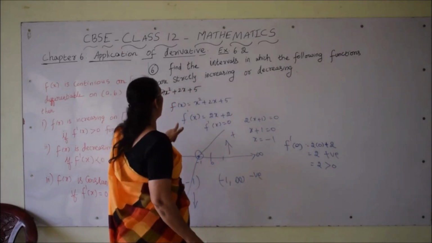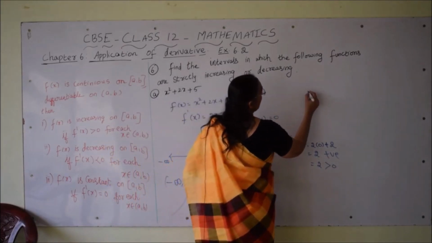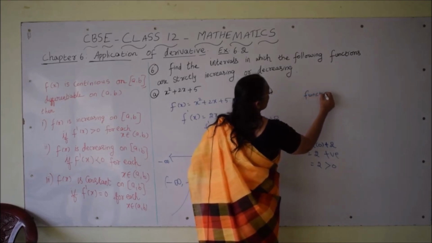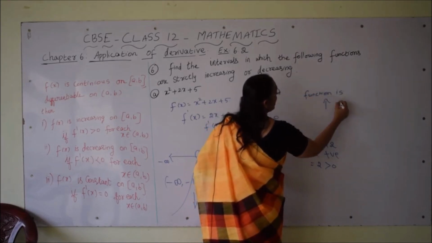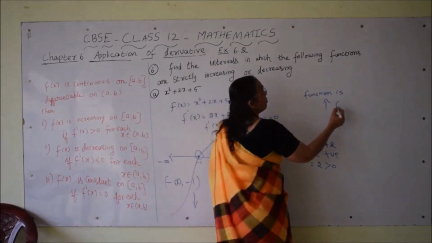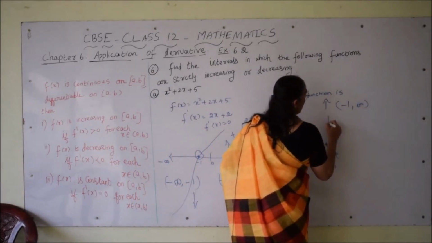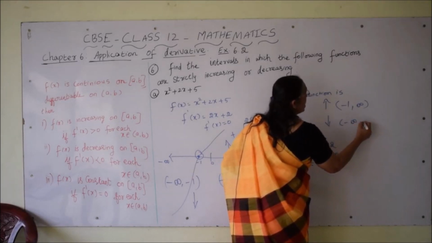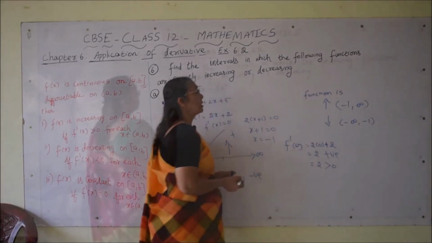So now how will we write the answer? The function is increasing in the interval minus 1 comma infinity and decreasing in the interval minus infinity comma minus 1.